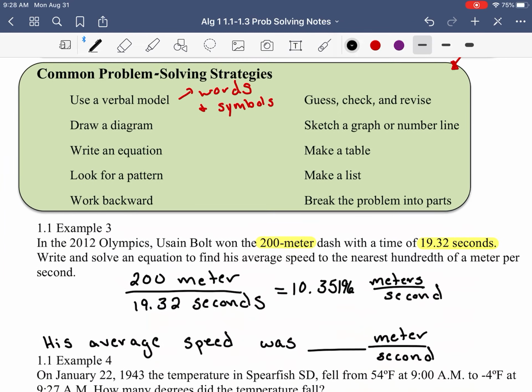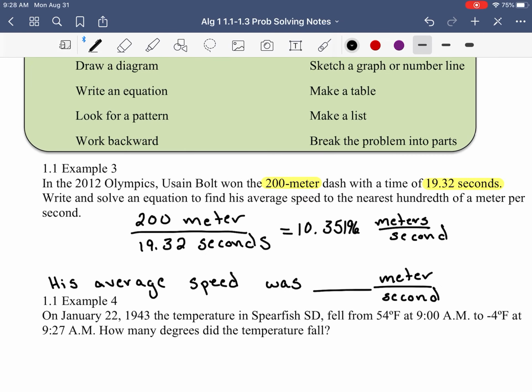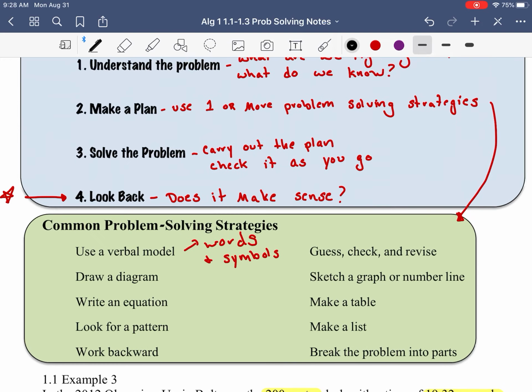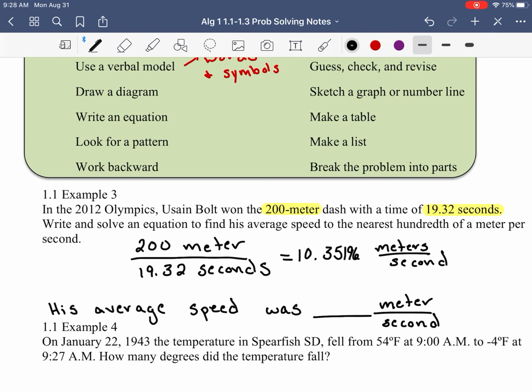Okay, so now I think we worked that one out. What are we figuring out? Did we figure out his average speed? It's 10.35196 meters per second. Let's read the problem one more time. In the 2012 Olympics, Usain Bolt won the 200-meter dash with a time of 19.32 seconds. Write and solve an equation to find his average speed. So here's our equation. His average speed is equal to 200 meters divided by 19.32 seconds. Okay, the only thing we haven't addressed is this part here, to the nearest hundredth of a meter.